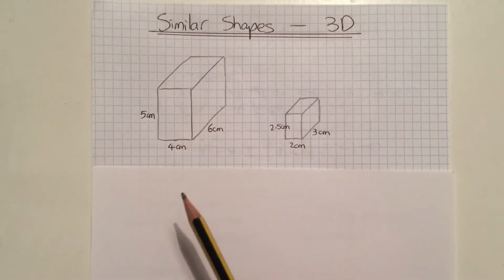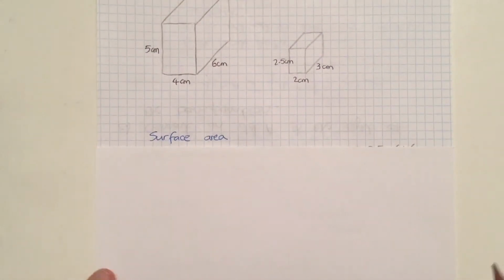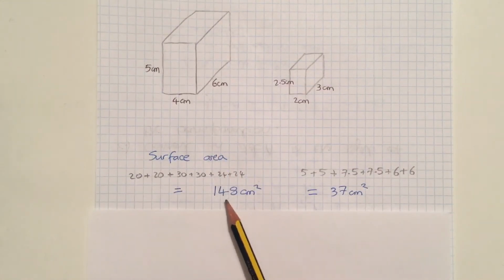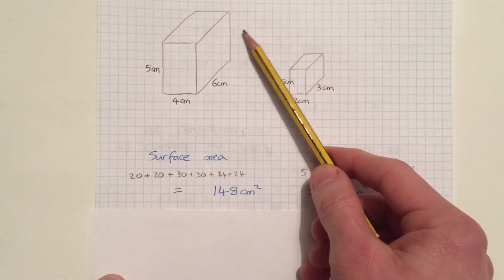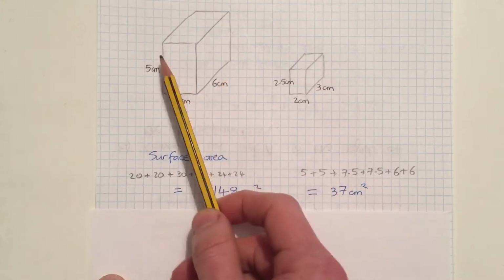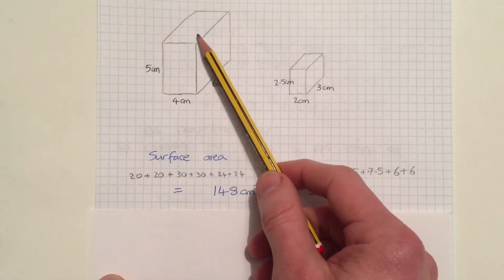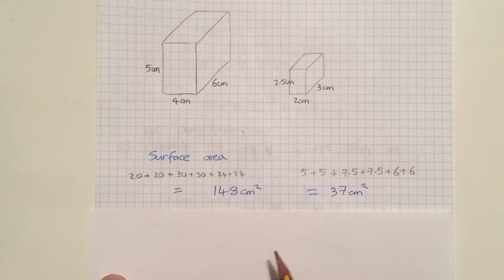And similarly, we're going to look at the surface area as well. So let's actually calculate the surface area of both of these shapes. The surface area of this shape over here is 148 centimetres squared, and you can see the calculation I did there. I worked out the area of the front, which is 20. That's going to be the same on the back, 20. I worked out the area of the side here, which is 30, 6 times 5. That'll be the same as this over here. I've worked out the area of the top, which is 24, which is the 4 times the 6, and that'll be the same on the bottom. Add all of them together, you get 148.